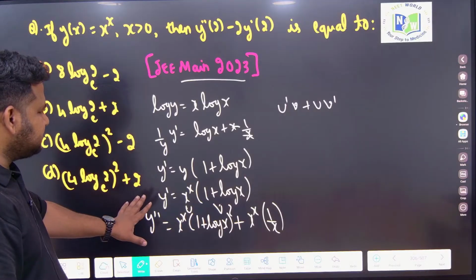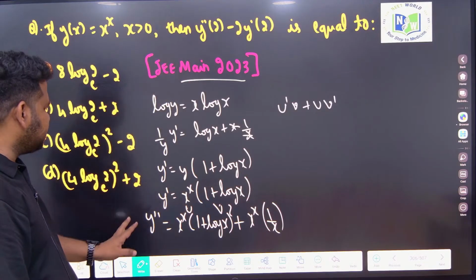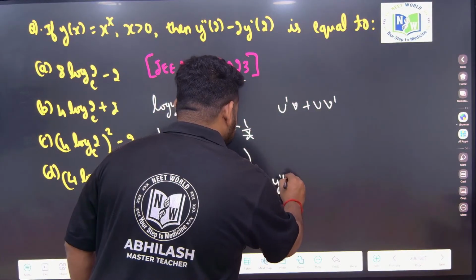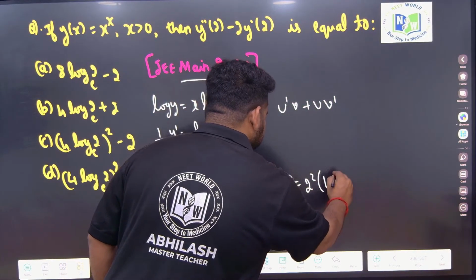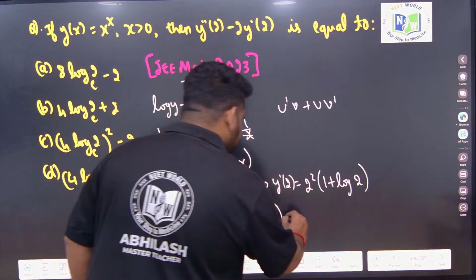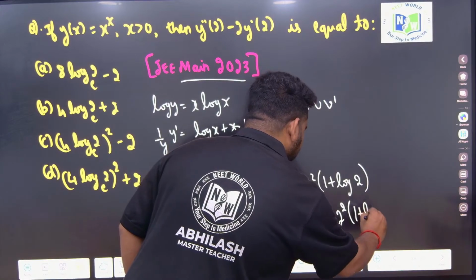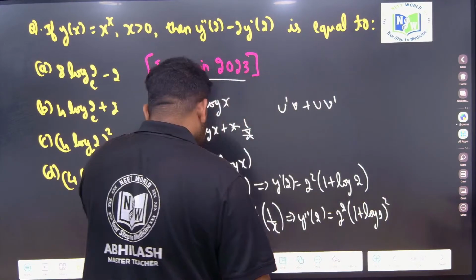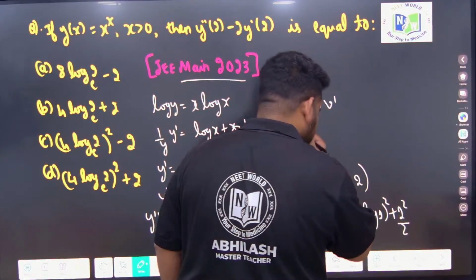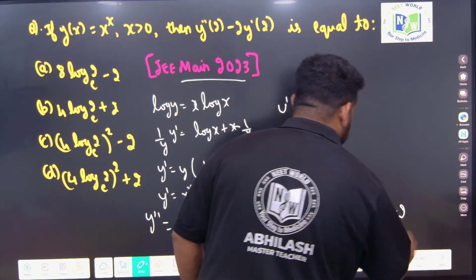Now we got this, just put the values. Now they are asking y double dash of 2 and y dash of 2. First let us find out y dash of 2. This will become 2 power 2 into 1 plus log 2 to the base e. Y double dash of 2 is equal to 2 power 2 into 1 plus log 2 whole square plus 2 power 2 by 2. So 2 will go up, 2 power 2 minus 1 will become 2 itself, plus 2.